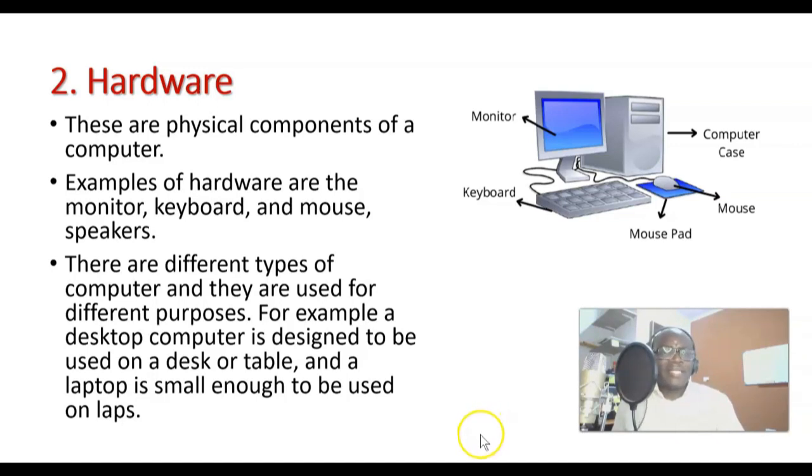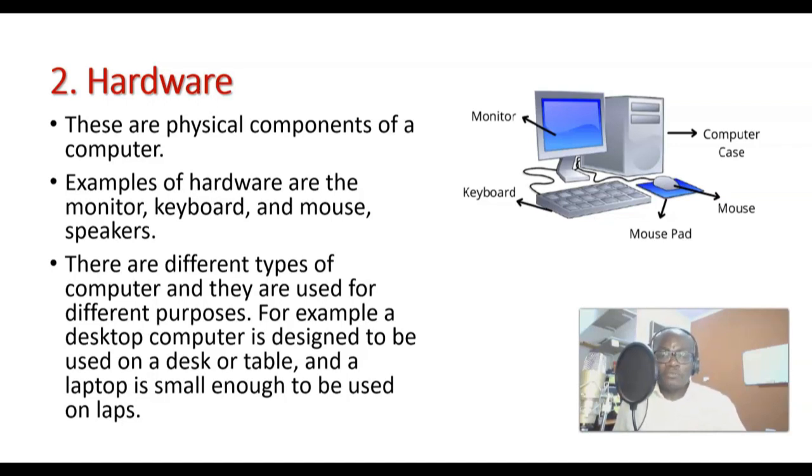What is hardware? Like I said, hardware refers to physical components of a computer. Examples of hardware are the mouse, keyboard, and speakers. What you need to know is that there are different types of computer, and they are used for different purposes. For example, what you see in this picture is a type of computer known as a desktop computer, and it is used on top of a desk or an office table, and so it is called a desktop computer.